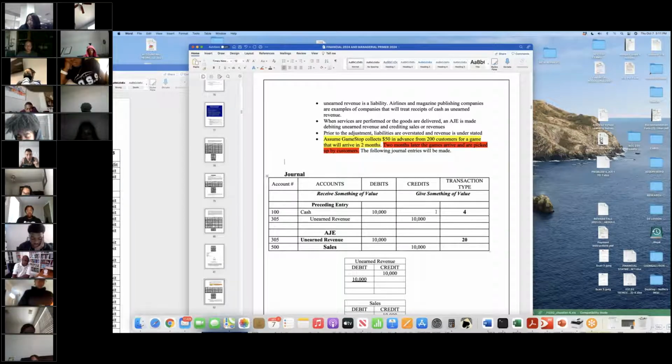Then when the shoes come in, or when the game comes in, you come in and get it. They take it out of the unearned account and put it in the sales account. So you're going to have one statement like this, the one in yellow. That's when you make the first journal entry. Then in a separate line, you have the fact that they picked it up. You make the second journal entry. That's a good question. You have to read and calculate.